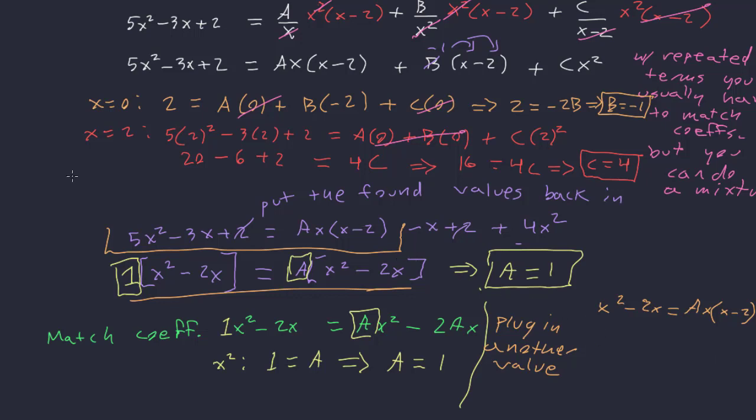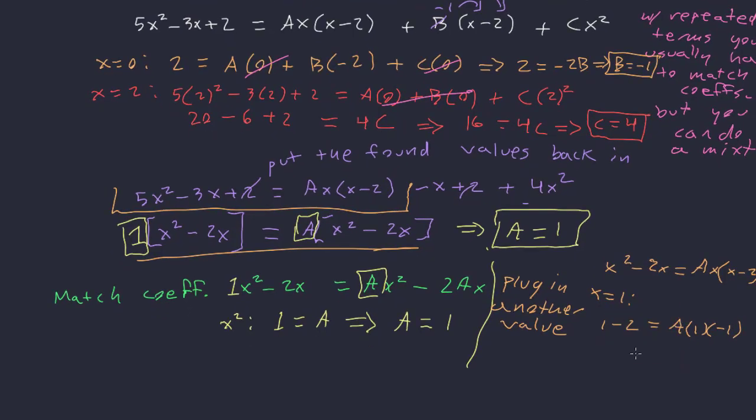We can plug in another value we haven't plugged in yet, right? We plugged in 0, we plugged in 2. We could also just plug in something like 1. If we plug in 1, we'll get 1 minus 2 is equal to a times 1 times negative 1. So we'll get negative 1 is equal to negative a. So once again, a is 1.